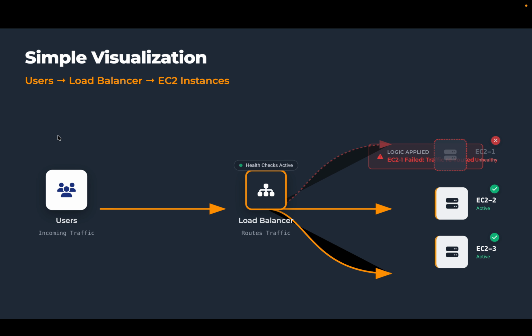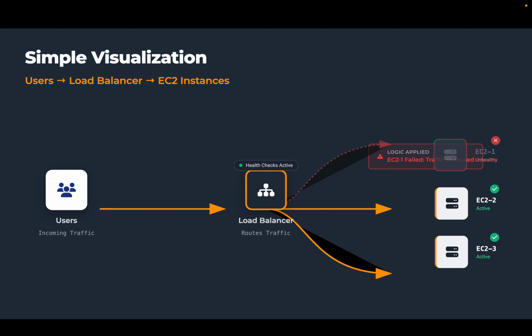Next slide. This is a simple visualization where these are the users, and this is the load balancer, which is actively checking the health checks and routing the traffic. Here we can see this failed instance, detected as unhealthy, so traffic is not routed to it, and the incoming traffic from users goes into EC2 2 and EC2 3. This is a simple visualization of the load balancer.